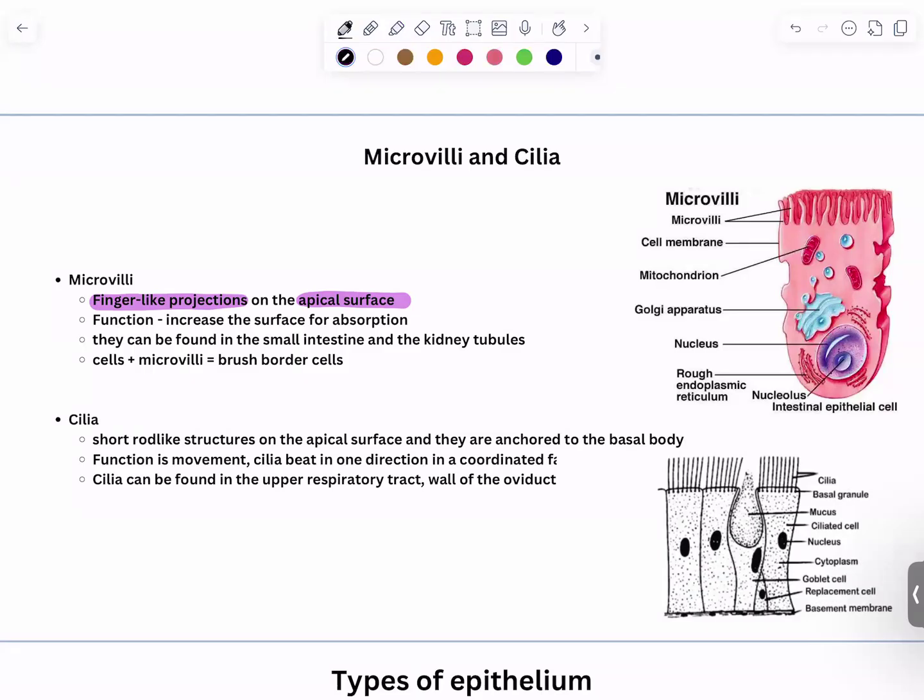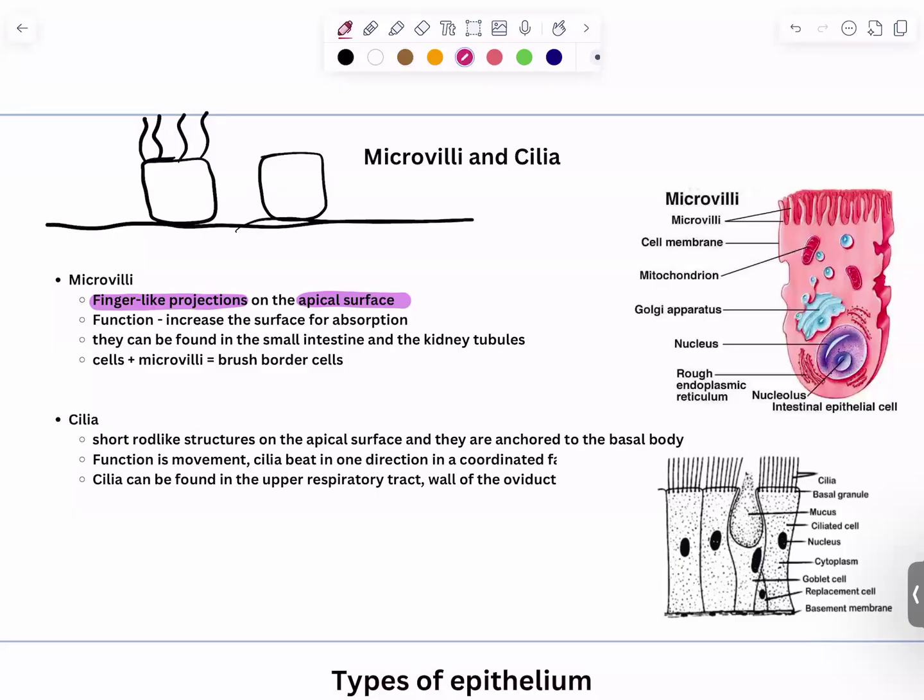So I have a cell which has microvilli. It's a finger-like projection. What is the function of these microvilli? When you have the cell without the microvilli, and this is the layer of the cells, imagine, the surface that you have contact with other substances is only this one, because these cells are connected to the other cells as well, and it's impossible to contact the other substances. But the cell with the microvilli has this surface.